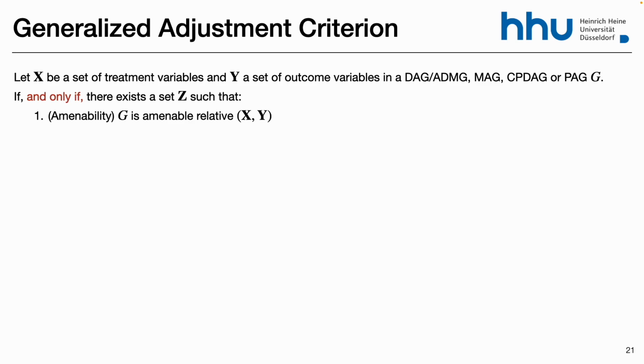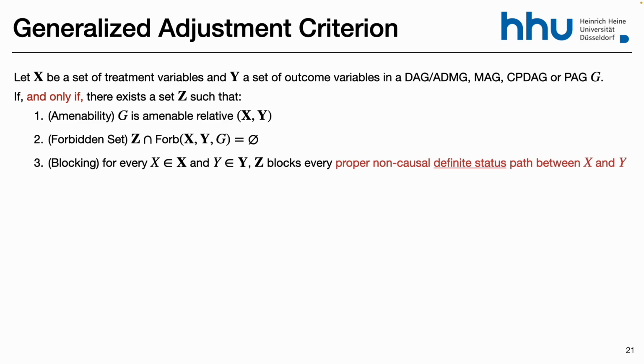with a visible edge. Second, the forbidden set: the set Z cannot contain variables in the forbidden set, so the intersection between the forbidden set and Z is empty. And we need to block every proper non-causal definite status path between X and Y. If you remember, definite status means every triplet is of definite status. So every non-causal path has to be proper, but also it has to be definite status.